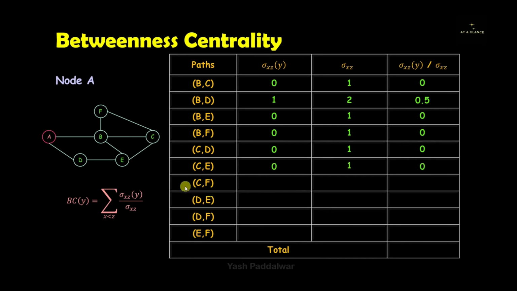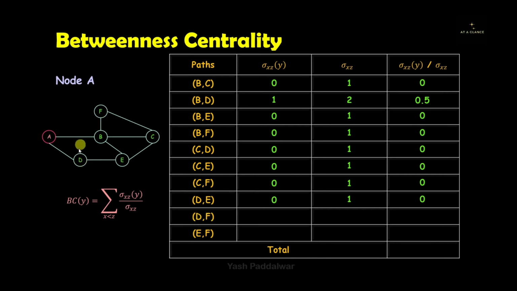The next path is CE. Since it is directly connected, the betweenness centrality is 0. Again, the next path is CF. Again, it is directly connected, it will be 0. Next is DE. Again, DE is directly connected to each other, the centrality will be 0.